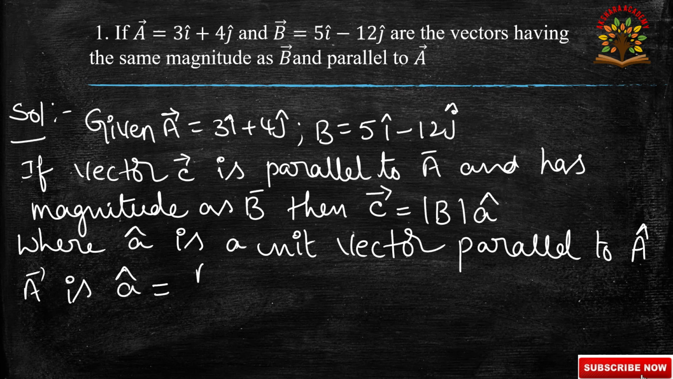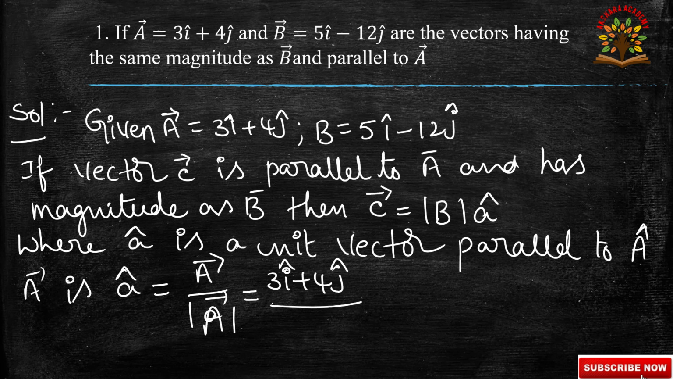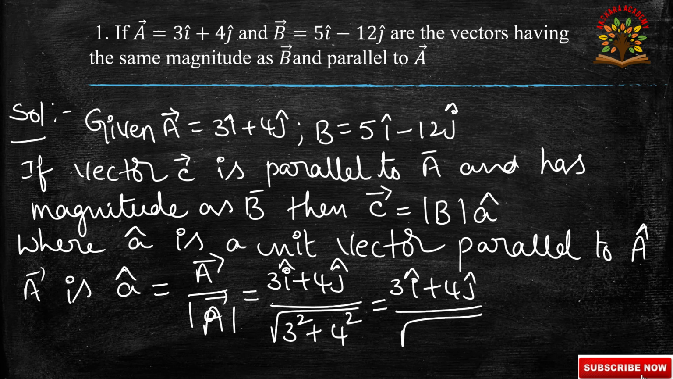Now first we'll find a cap. The unit vector a cap is a bar by modulus of a bar, that is equal to, given a bar is 3i plus 4j, by modulus of a bar, which gives i component 3 plus j component 4 over root of 3 square plus 4 square, that is equal to 3i cap plus 4j cap by root of 9 plus 16, that is equal to 3i cap plus 4j cap by 5.